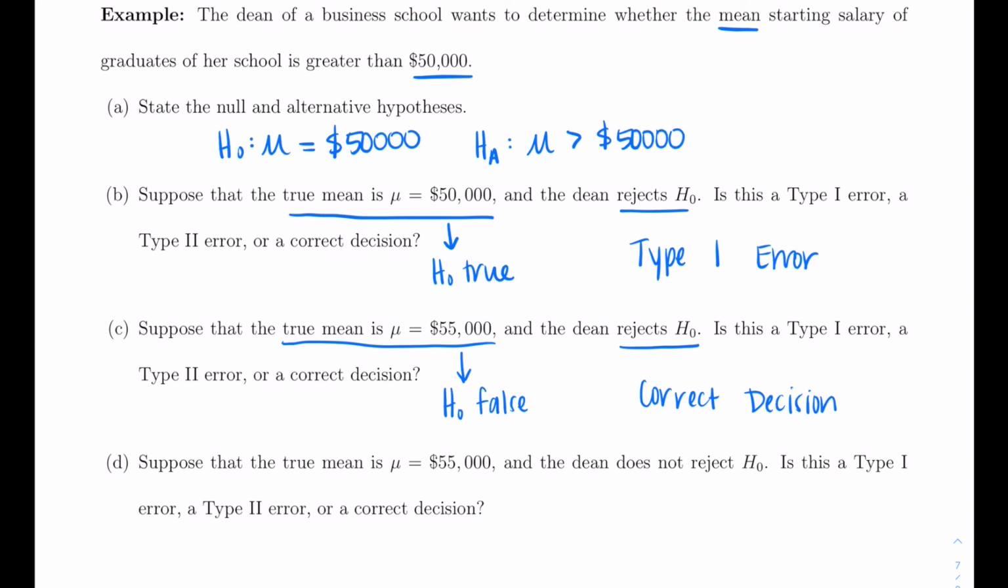So now let's move on to this third scenario, where the true mean is again $55,000, but this time she does not reject the null hypothesis. Well, we already saw, this is the same mean that we were given above, so we already know that this implies that H naught is false. We already know that you want to reject a false statement, but here, for some reason, she decides not to reject it, which means that she has made a type 2 error.